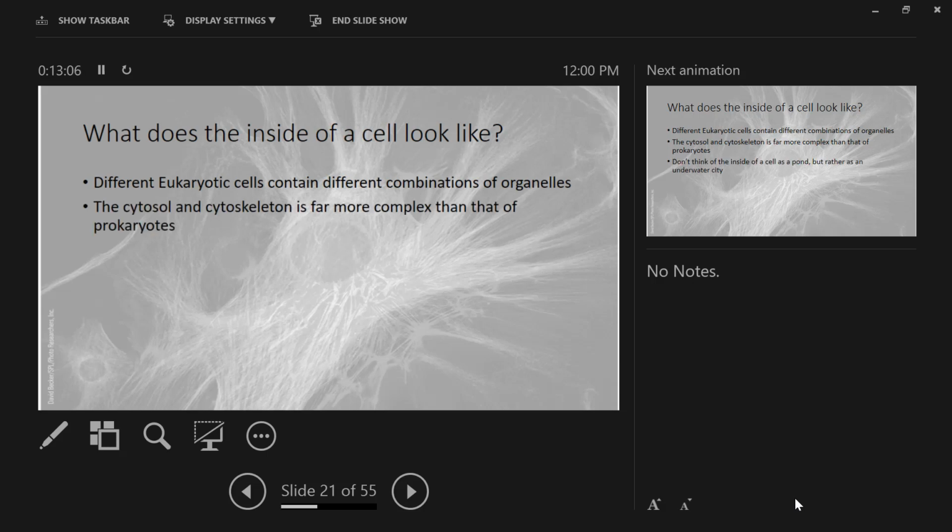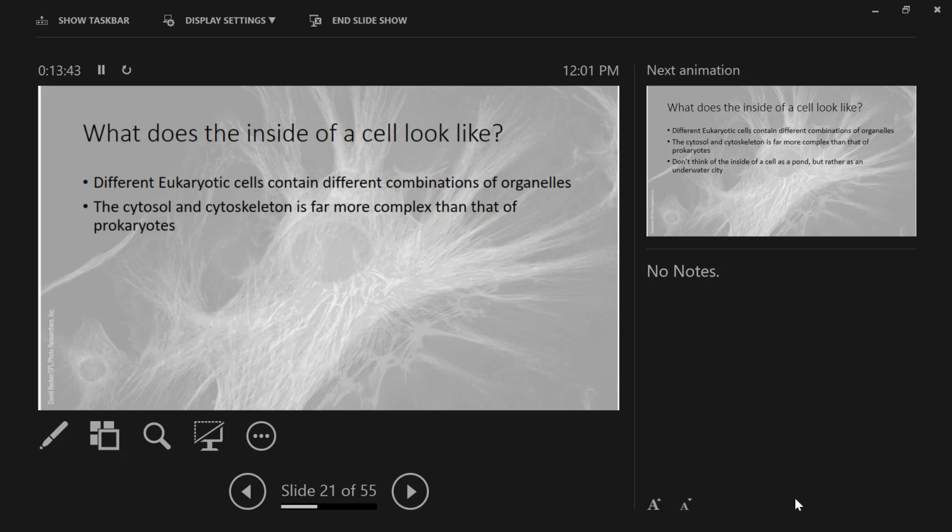The cytosol and the cytoskeleton, remember these. The cytosol is what? It's a fluid component. The cytoskeleton is the protein scaffolding. These two combine to form what? Cytoplasm. This is a lot more complex than what you find in prokaryotes and far more complex than what we typically think about. So when you try to picture the inside of a cell, what do you see? If I were to just ask you right now, describe what the inside of a cell looks like, what analogy might you use to describe it?